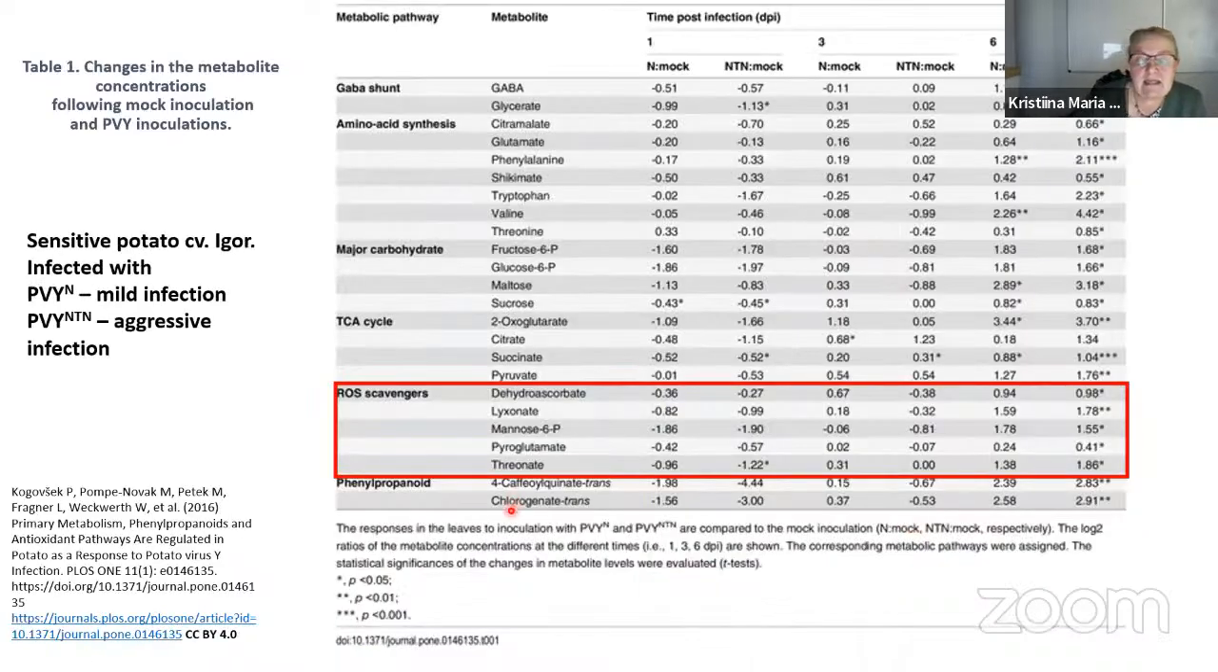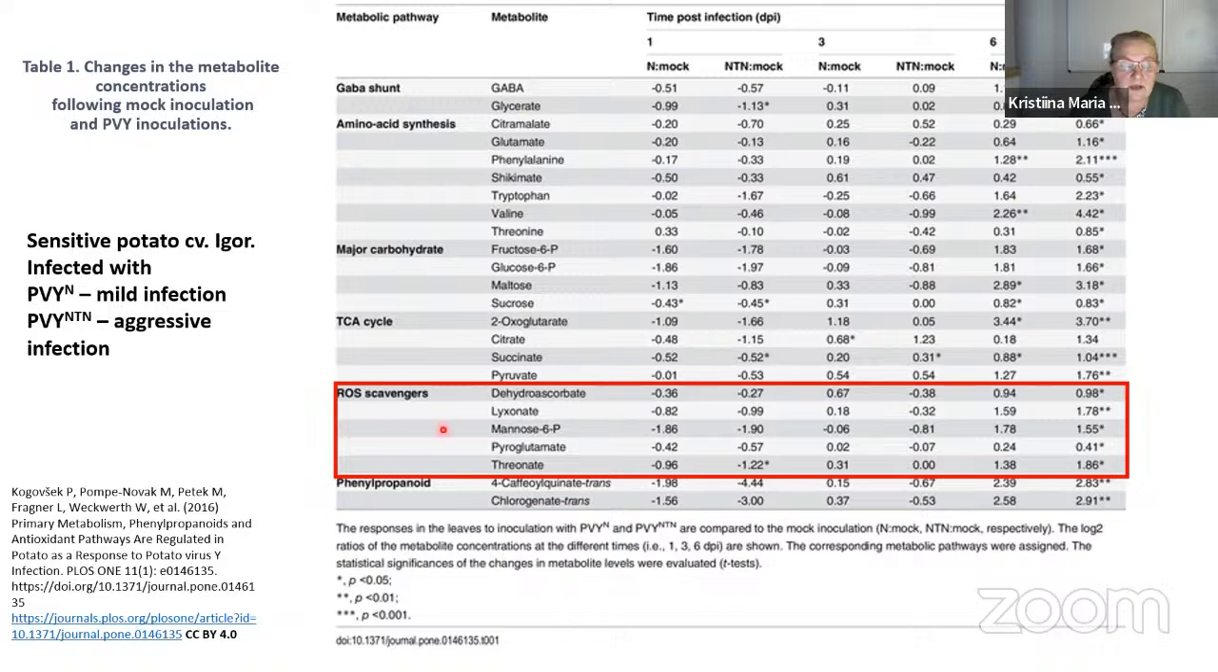When the metabolites in these plants that are sensitive, this is this Igor genotype of potato, were looked at, and this was a study done in Slovenia in Kristina Kruden's laboratory, they infected these Igor potatoes with PVY-N strain, which is causing a mild infection, and also this PVY-NTN, which is causing an aggressive infection. And there were, of course, several metabolites that were affected.